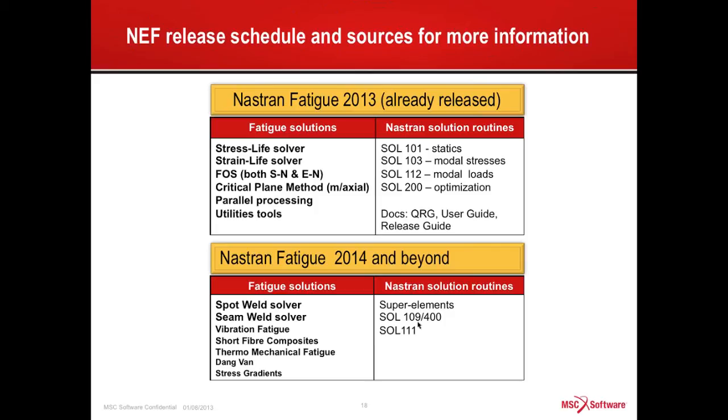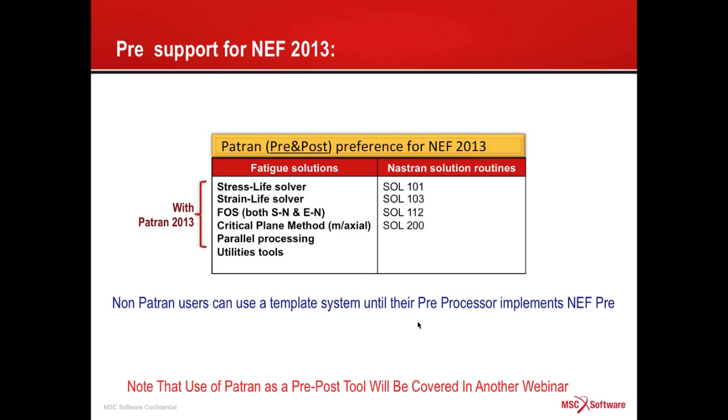We are already working on future releases. Urgent to us are the capabilities of spot weld and seam weld, so those are already being worked on. We're also looking at vibration fatigue, short fiber composites, thermomechanical fatigue, and a number of more specific types of capabilities. Solution routines in Nastran that we're looking at are solution 400 and solution 109, as well as solution 111. So that's what we've done in terms of the solver. We've also been working very hard on the pre and post side of things.